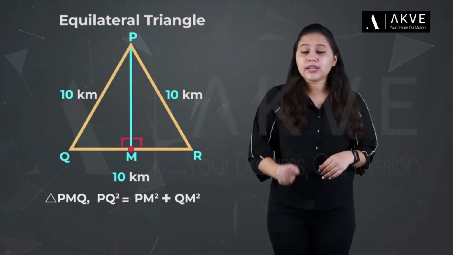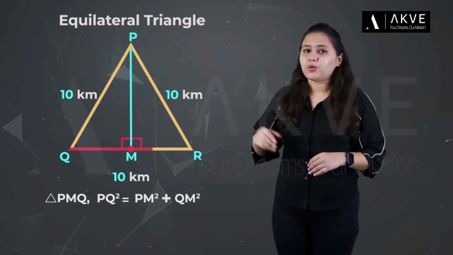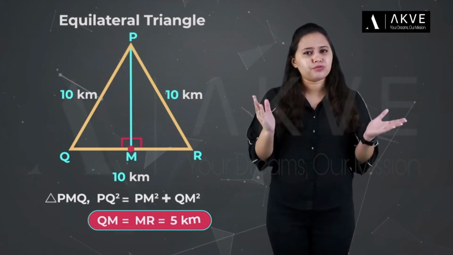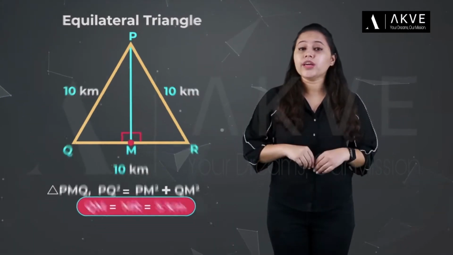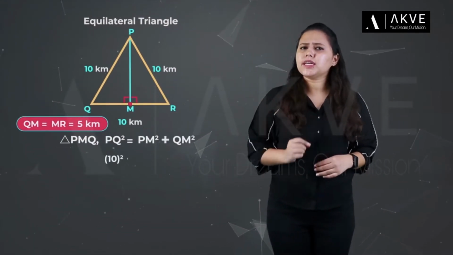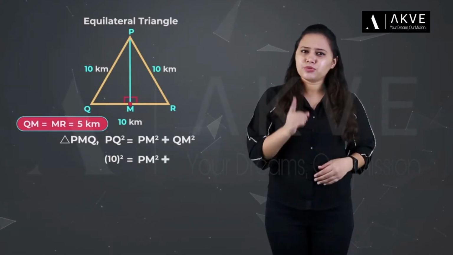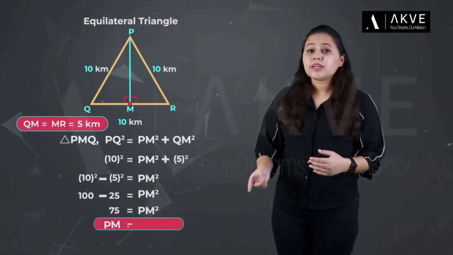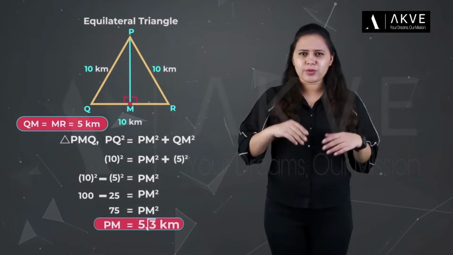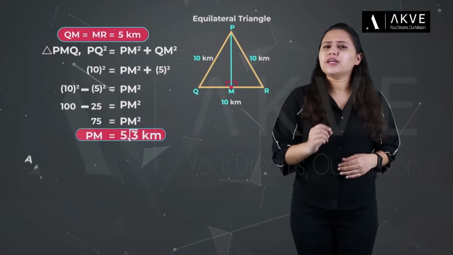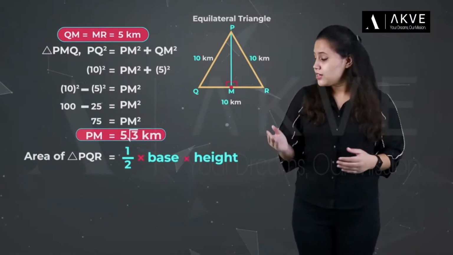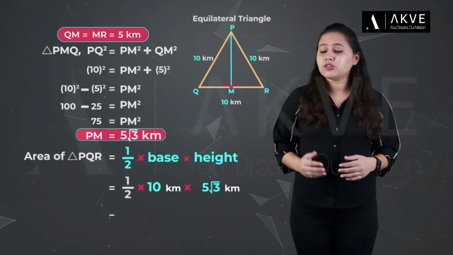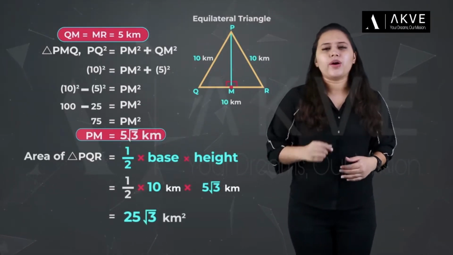We already know that M is the midpoint of base QR. Thus, QM is equal to MR is equal to 5 kilometers. Now we have 10 squared is equal to PM squared plus 5 squared, which on further solving gives PM is equal to 5 root 3 kilometers. Thus, the area of triangle PQR is half into 10 into 5 root 3, which is equal to 25 root 3 square kilometers.